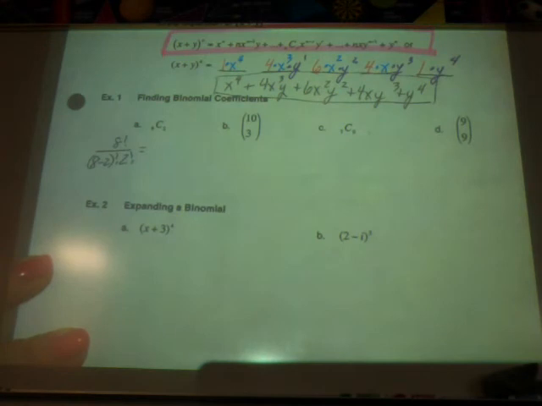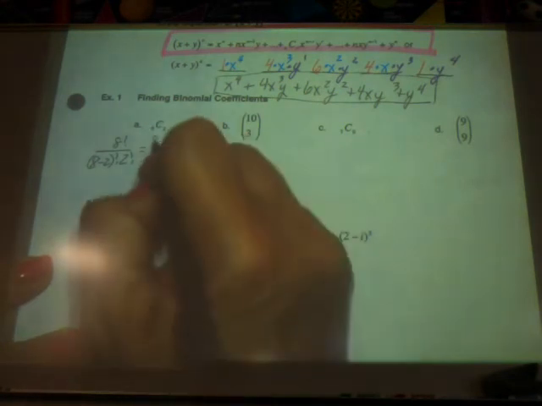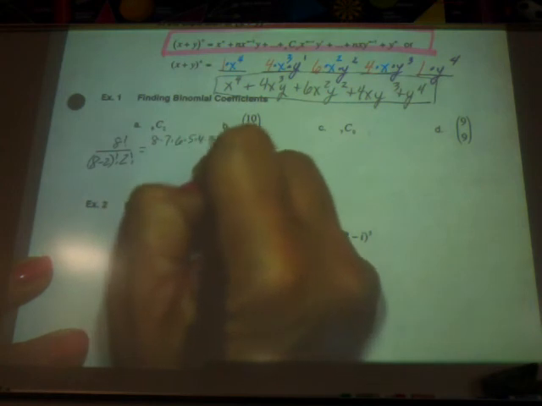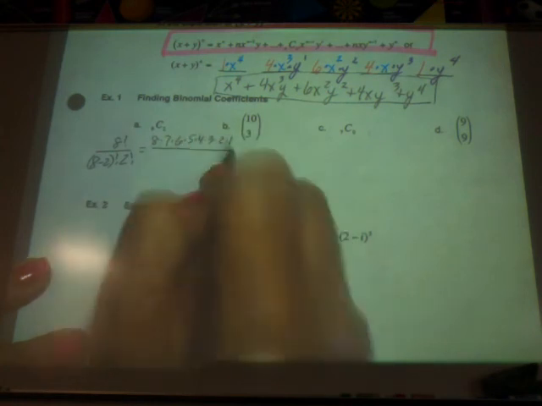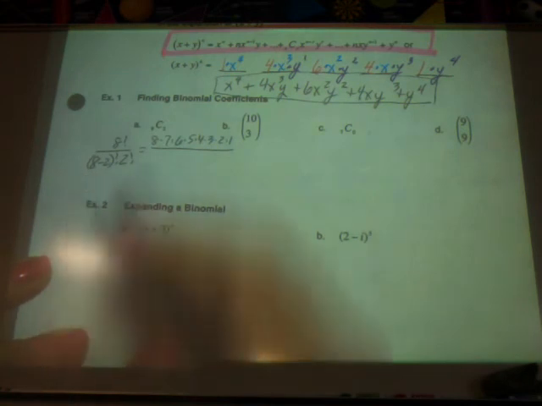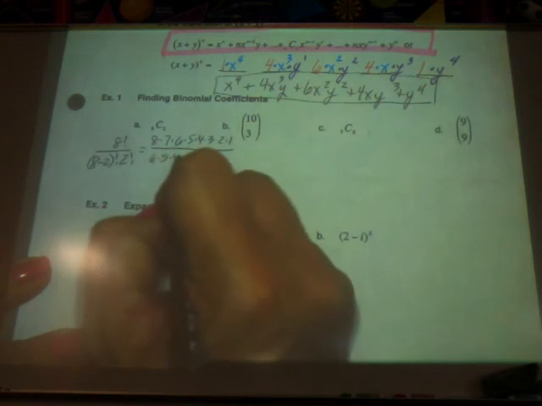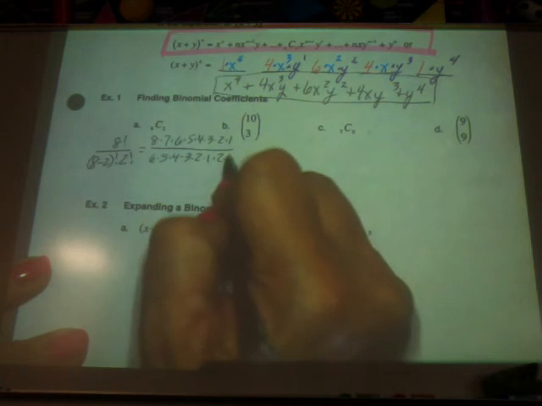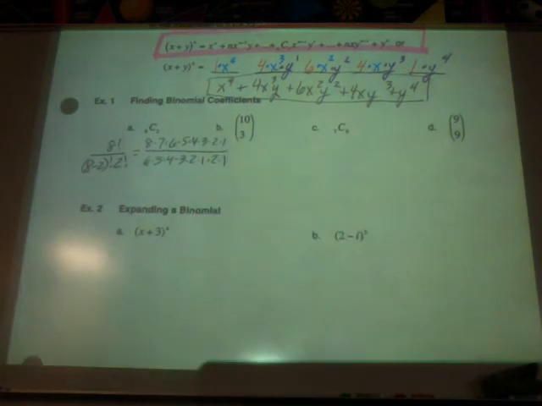And if I were to have to write all this out without my calculator, it would be 8, 7, 6, 5, 4, 3, 2, 1. And I want you to think about what's a shortcut that we could use instead. If I were to write this out, this would be 6 factorial here, so this would be 6, 5, 4, 3, 2, 1. And then 2 factorial is 2, 1. Does anybody not understand what I just wrote there and why?